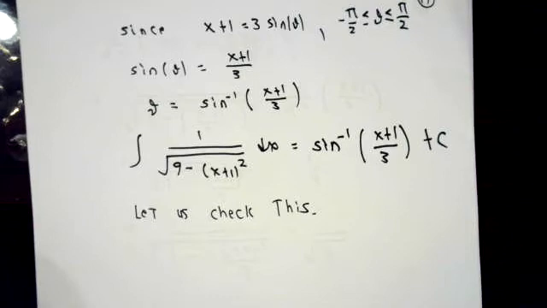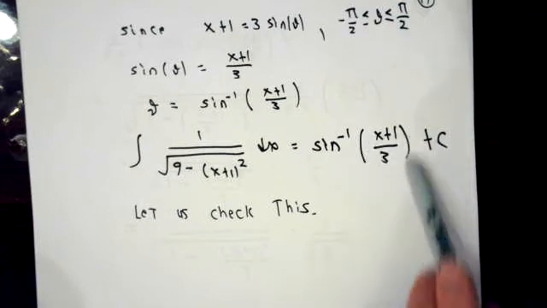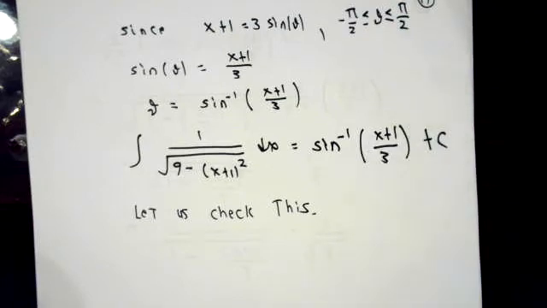This time I don't even need to draw my triangle. X plus 1 is 3 times sine theta, where theta is in the nice range. That says sine of that theta is x plus 1 over 3, which makes it safe to say that theta is the inverse sine of x plus 1 over 3. So my antiderivative is arcsine of x plus 1 over 3. And then you add a constant of integration.